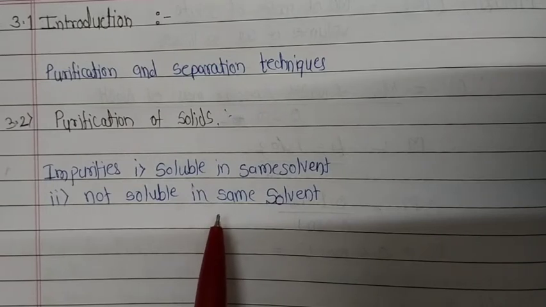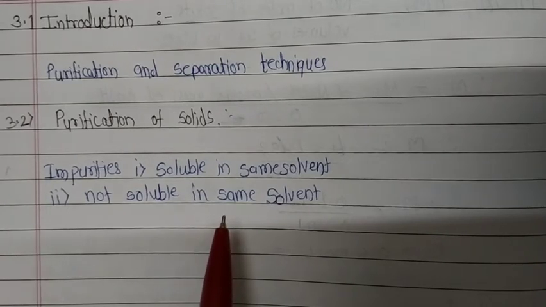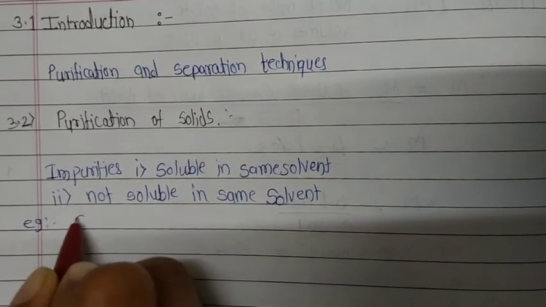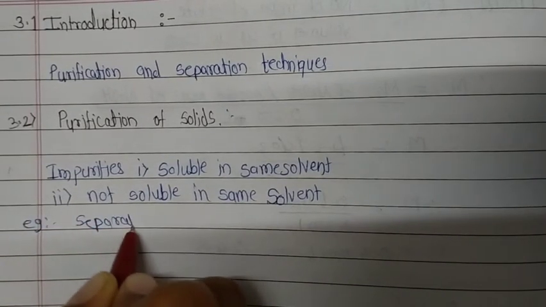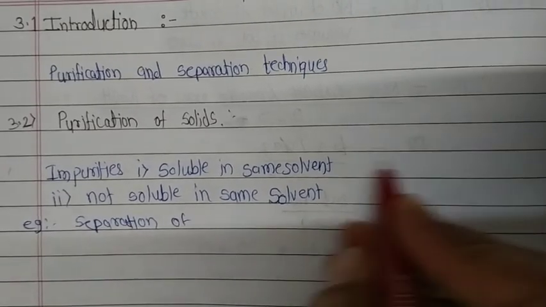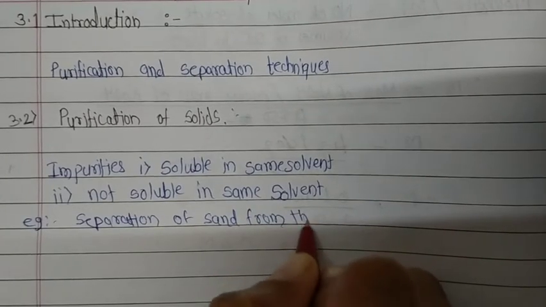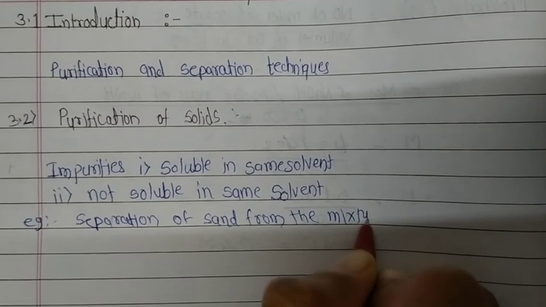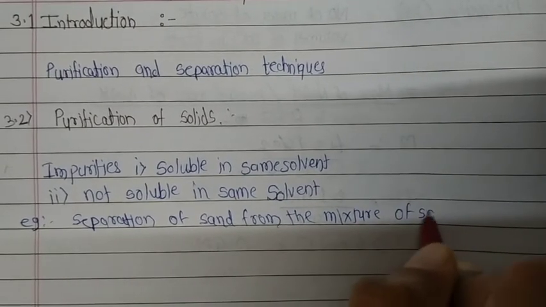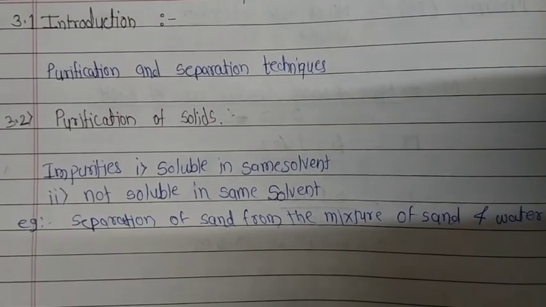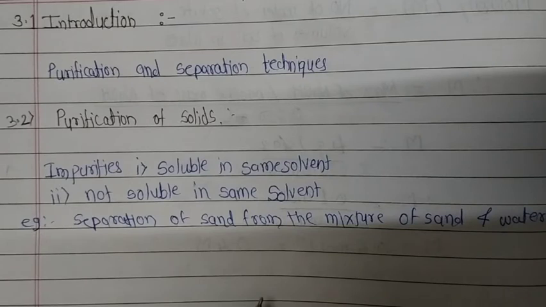The process is similar to separating sand from a mixture of sand and water. Means, an example of the second type is separation of sand from a mixture of sand and water. Filtration is carried out with the help of a filter paper cone placed in a funnel.